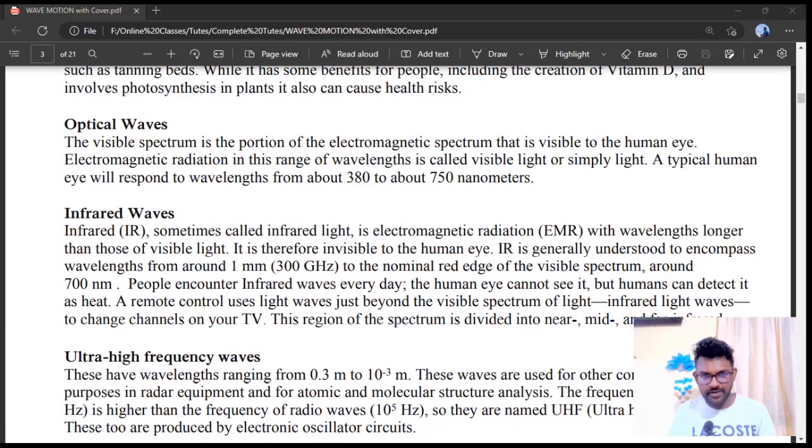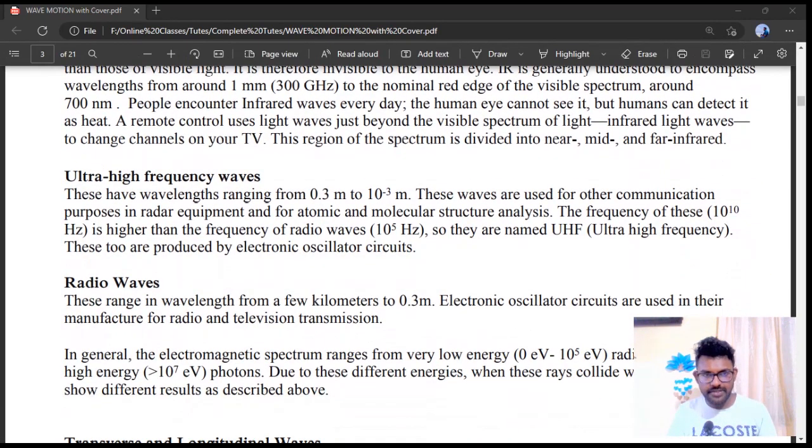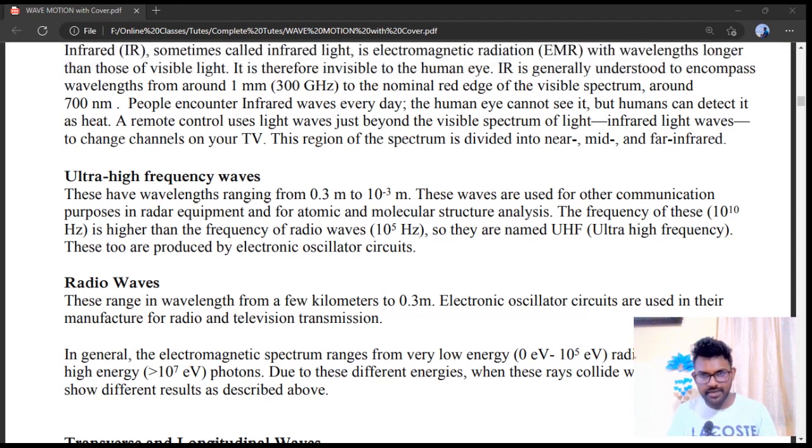Then we have the infrared, right? You can just go through these things, a detailed description is given. And ultra high frequencies, the UHF, right? Most of the time we use them for radio communications and some structural analysis.